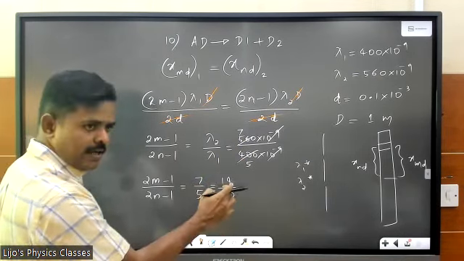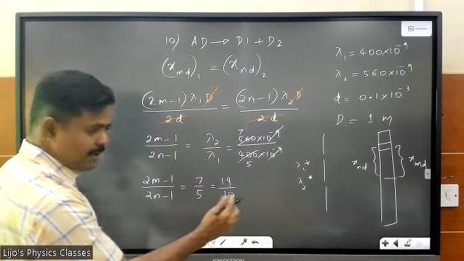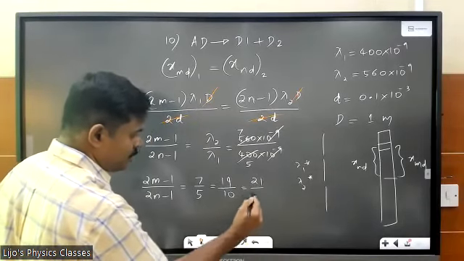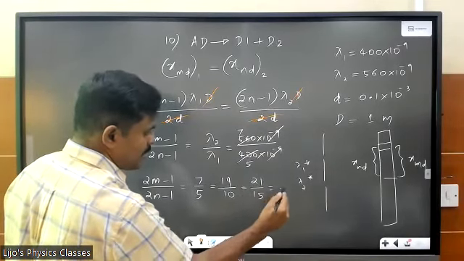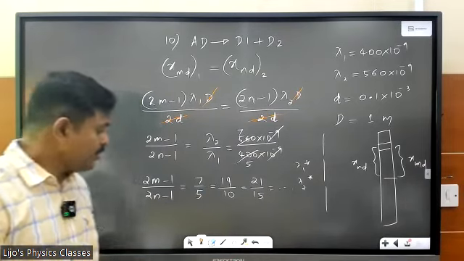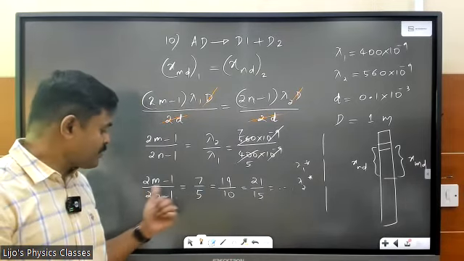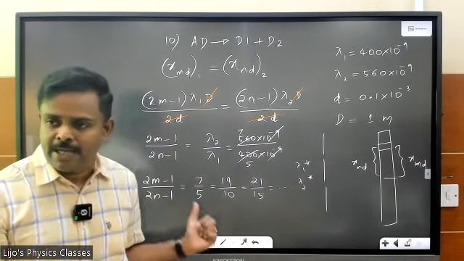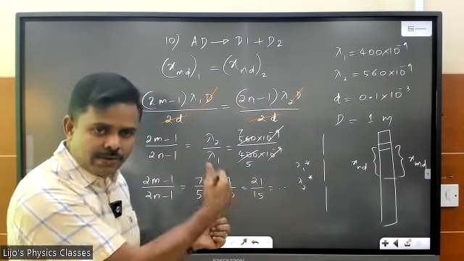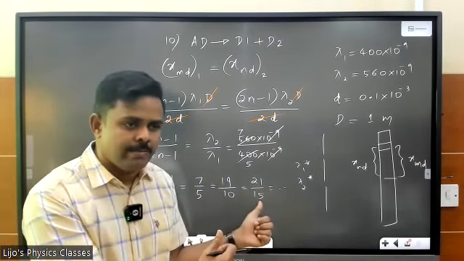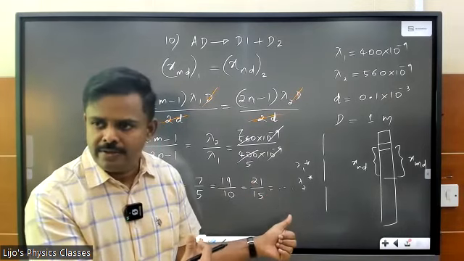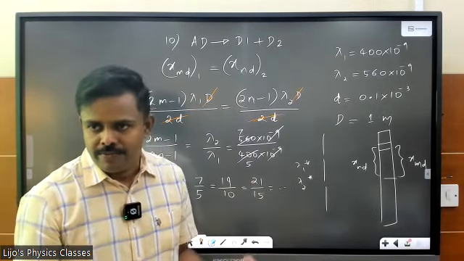7 into 2, 14. 5 into 2, 10. Then next is what? 7 into 3, 21. 5 into 3, 15. Next is what? It goes on like this. Understood? So I got the ratio 2m minus 1 by 2n minus 1 as 7 by 5. I'll take one more fraction like this, 14 by 10. One more like this, 21 by 15. Next is 28 by 20. Next is 35 by 25. Understood? It goes on like that.